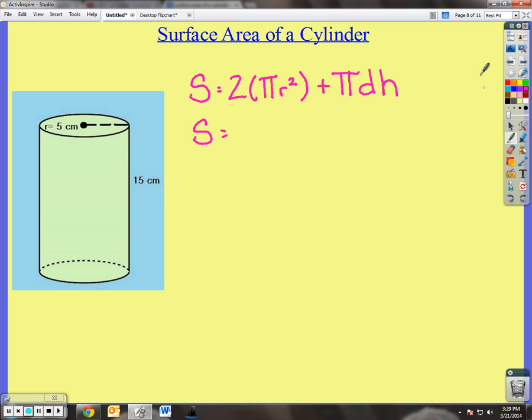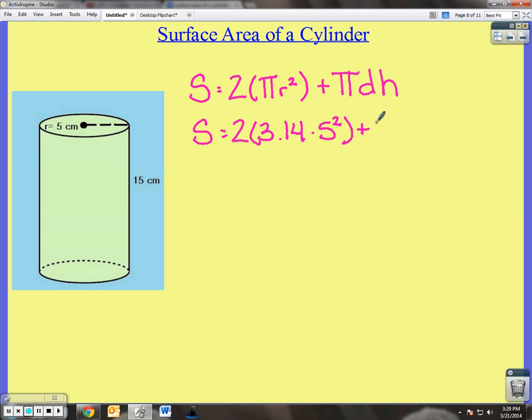I have 2. I'm going to take out the pi symbol and put in 3.14 times the radius squared. And now I will add that to 3.14 times the diameter. Now they don't give me the diameter, but if I have the radius, I should know that the diameter is just the radius doubled, so 5 doubled is 10. I'll multiply that by 10, and I'll multiply that by 15. Now I'll put this in, and let's see here what I can do with my calculator. These are some bigger computations, so I might need a calculator to help me out.